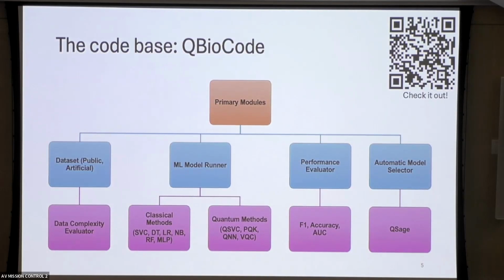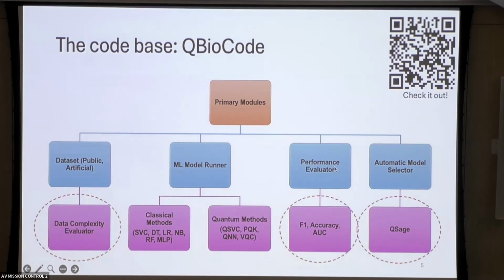Okay, and so let's talk about the code, right? I spent a good bit of time over the last year developing a code base with some collaborators at IBM to essentially automate both classical and quantum machine learning. If you want to check it out, the GitHub for the source code is right there. These are basically the primary modules. Over on the left, we have the data set selection, where you can create your data or upload your own data. We have the model runners, and then we have the performance evaluator, and lastly, the automatic model selector.